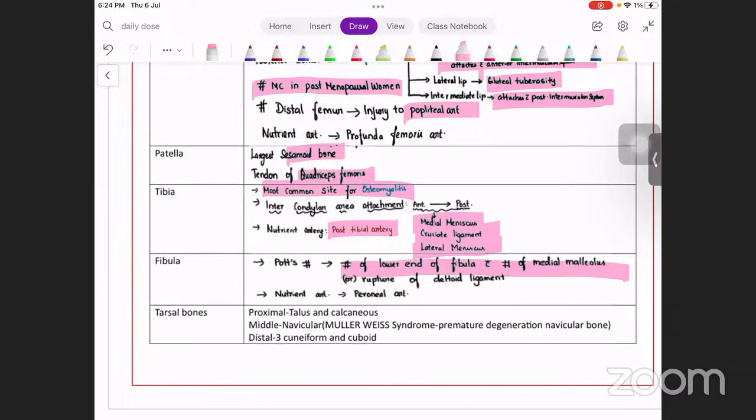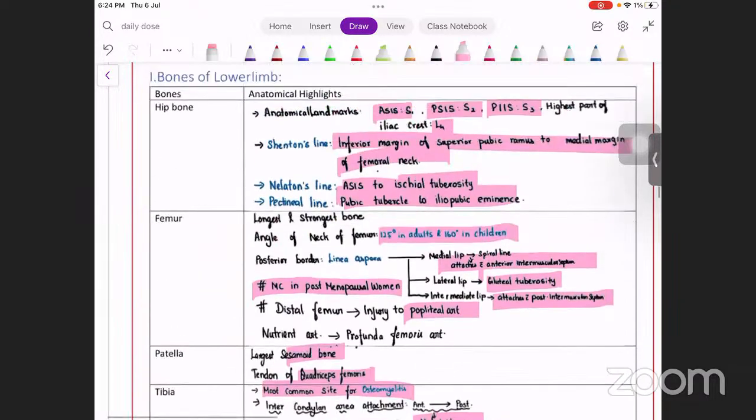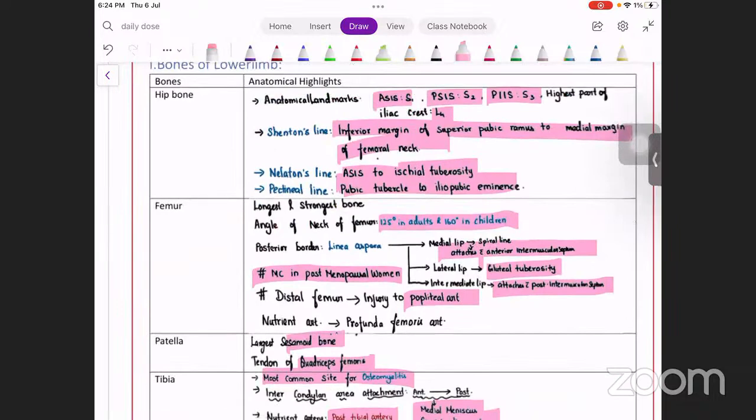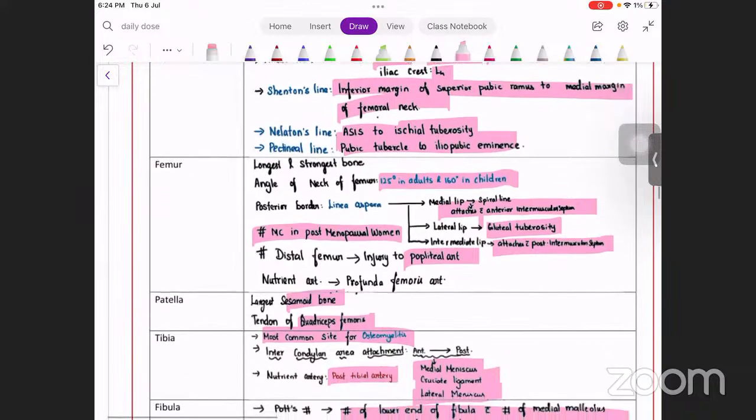Okay, same as the bones of the lower limb, hip bone. We have three named lines. What are they? Shenton's line, which passes from the superior pubic ramus to the medial margin of the femoral neck. Nelaton's line, which passes from the anterior superior iliac spine to the ischial tuberosity. And then the pectineal line, which runs from the pubic tubercle to the iliopubic eminence.